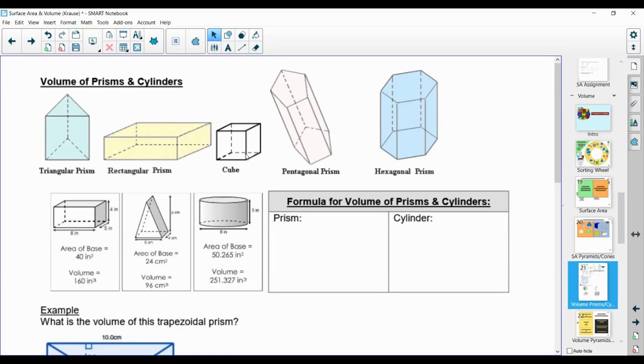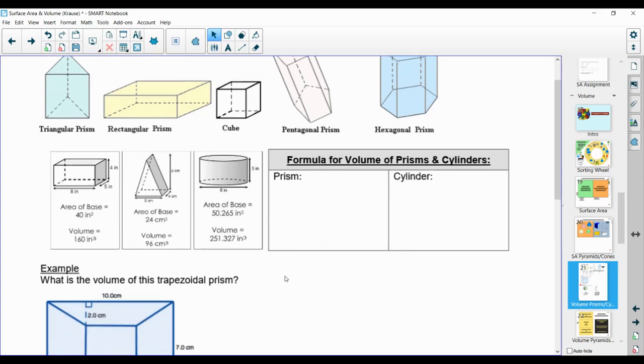A cube is just a fancy or special case for a rectangular prism, meaning all of the sides and faces are the same. Pentagonal prism, again named after the shape of the face, and a hexagonal prism. So we're going to look at volume of prisms first.